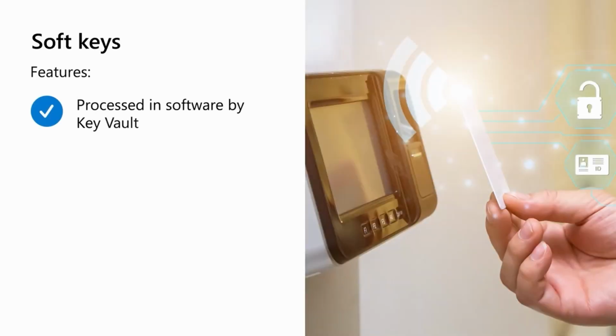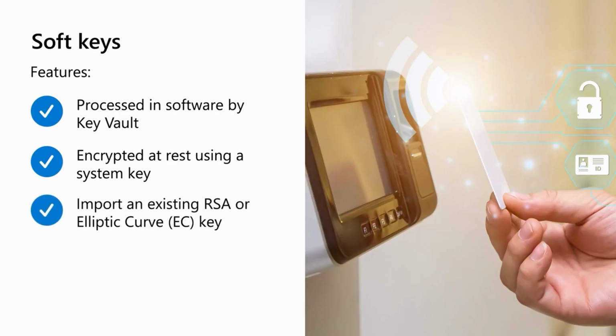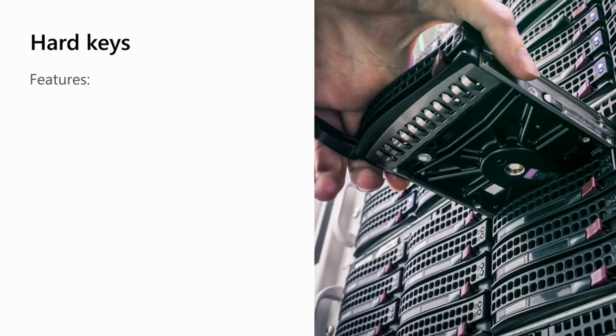Soft keys are processed in software by Key Vault. These keys are encrypted at rest using a system key in a hardware security module, frequently known as HSM. As a client, you have the option to either import an existing RSA or an elliptic curve key, which is commonly known as EC key, or you can request Key Vault to generate a new one for you. On the other hand, hard keys undergo processing in a dedicated hardware security module, frequently known as HSM.